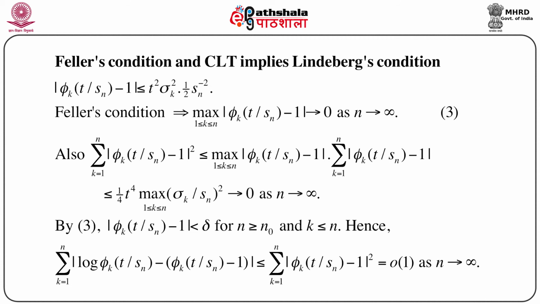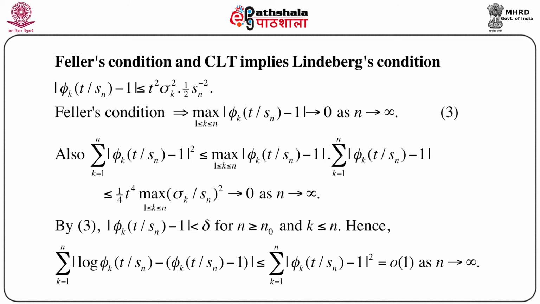We know that if we consider the characteristic function, then |φ_k(t/s_n) − 1| is less than or equal to (t²/2) σ_k² s_n^{-2}. And Feller's condition implies that the maximum over k between 1 and n of |φ_k(t/s_n) − 1| goes to 0, because the maximum over k of σ_k²/s_n² goes to 0 as n goes to infinity.